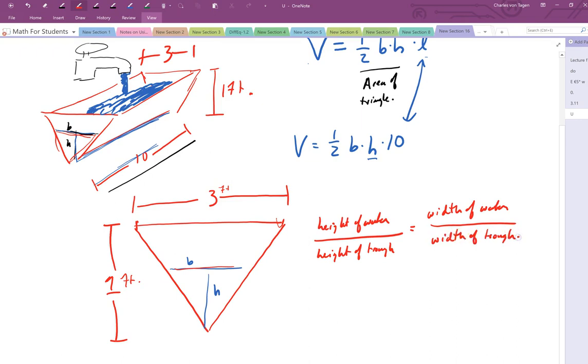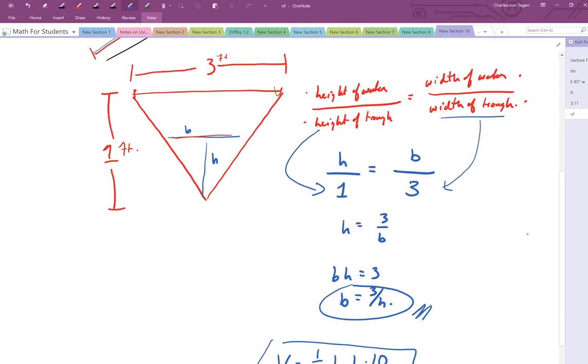There's actually lots of ways you could express this ratio. It's important to be consistent. Here I've got a statement about the height of the water. So down here I put the height of the trough, so that means a statement about the width of the water needs to go up top here. There are other ways you could set up this fraction, but it is important that you be consistent.